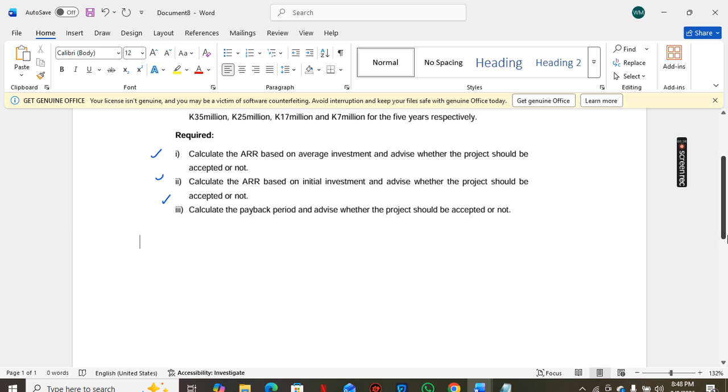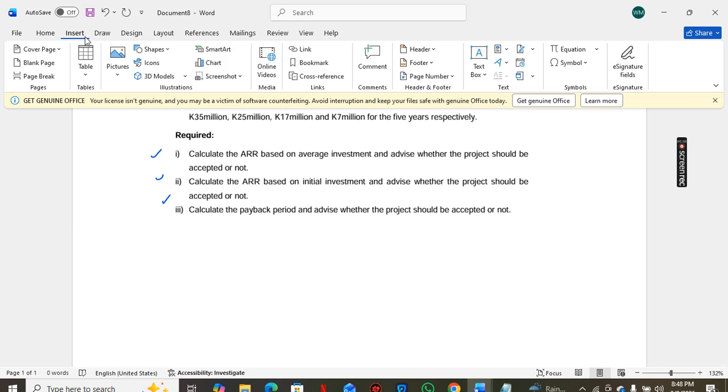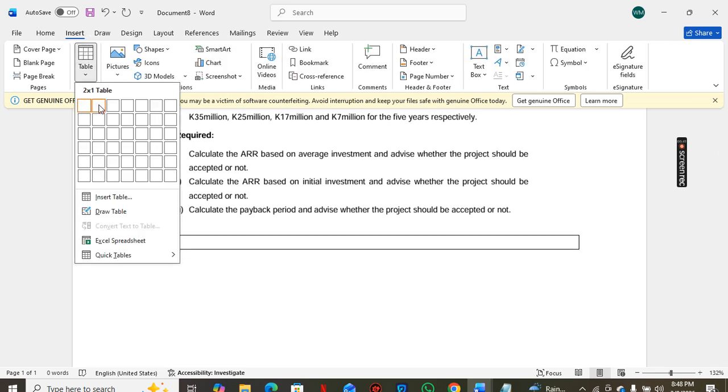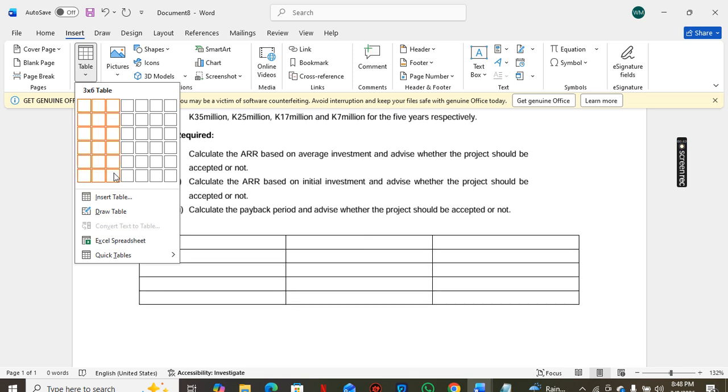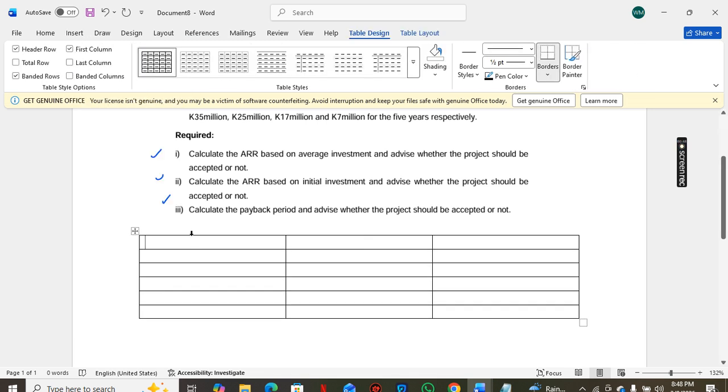Okay, so this is how we're going to do the payback period. You have the year. I have the cash flow. Then I have the cumulative cash flow. Cumulative cash flow is just telling us how much is remaining for us to get back.